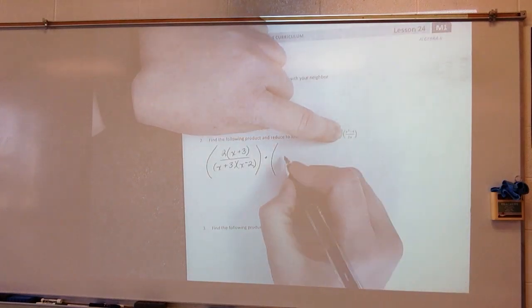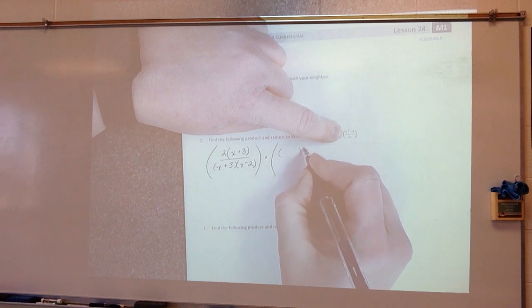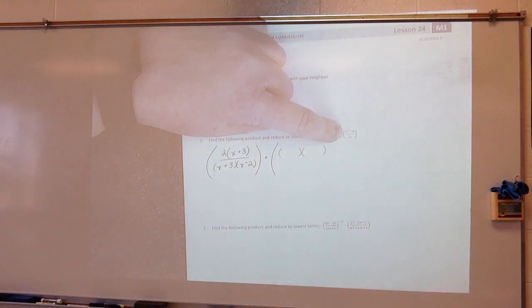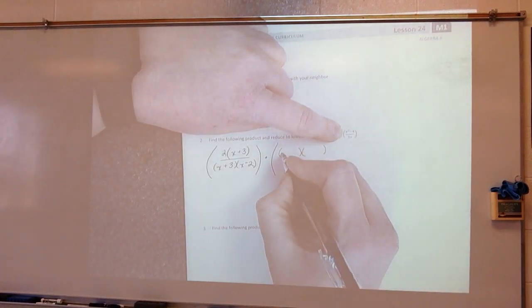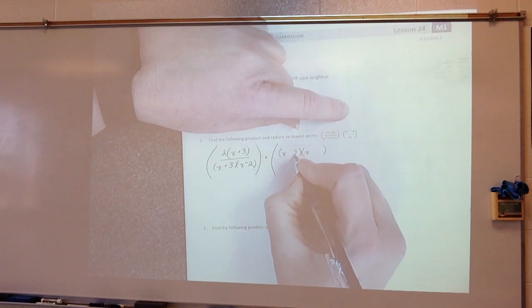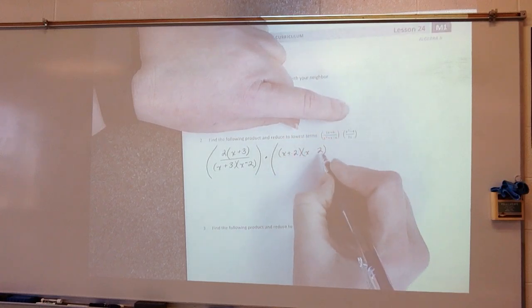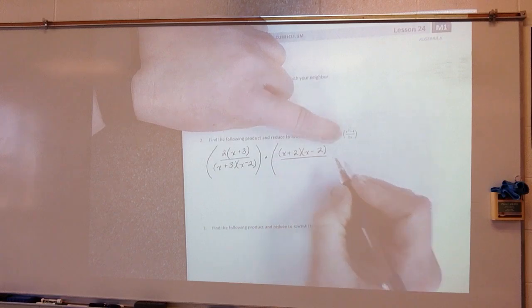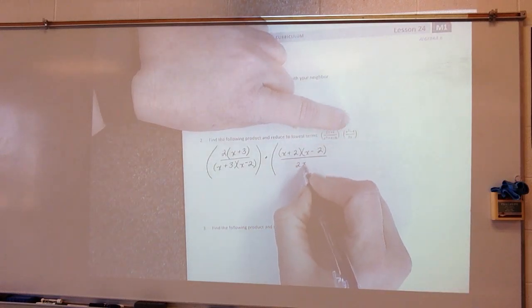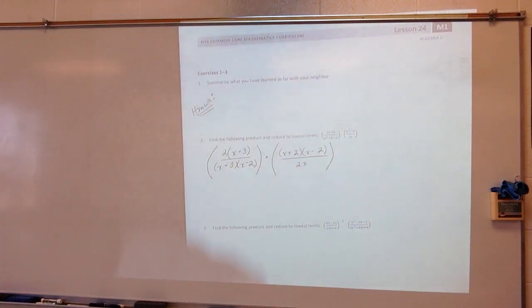x squared minus 4, I can go ahead and factor that. It is the difference of two perfect squares. So that would be x, and 2 and 2. One's going to be positive, one's going to be negative. And then I have 2x on the bottom. Okay?